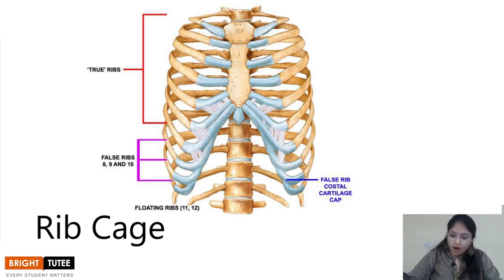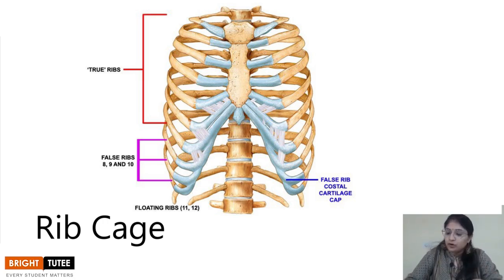So you can count how many ribs are there, and these are the two floating ribs. These are two pairs of floating ribs which are not attached to the chest bone; they are only attached to the backbone. In this way, these ribs are joined together, forming a cage, and that is why this structure over here is called the rib cage.